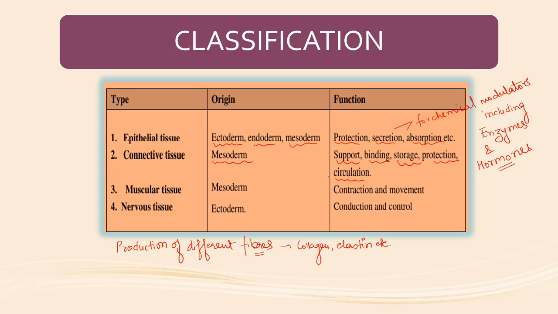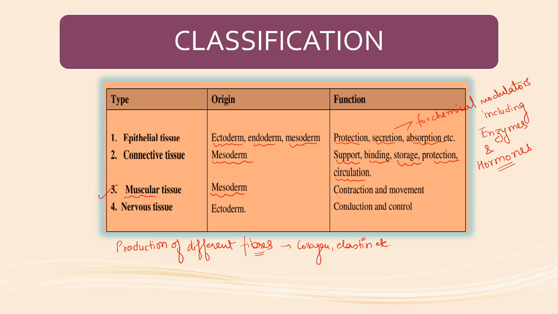Protection: it helps in the protection by making different types of reticuloendothelial cells like lymphocytes. Circulation: it helps in the circulation in the form of blood. Okay. So there are different types of connective tissues, and their functions are very broadly diversified. Muscular tissue, mesodermal in origin.